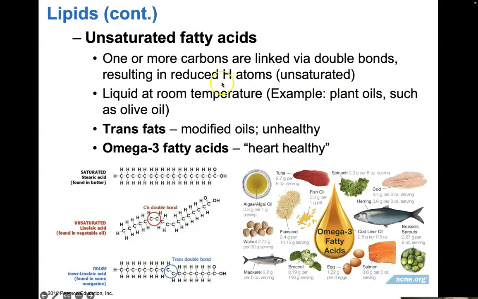Now, unsaturated fatty acids, again, are going to have 1 or more carbon-to-carbon double bond, and it's going to cause this kink in the chain, and that's what allows us to have that liquid at room temperature. Now, our trans fatty acids, our trans fats are unhealthy fats, right? When we talk about trans fats, and now they include them on all of your ingredient lists.